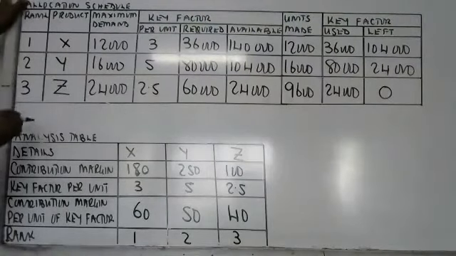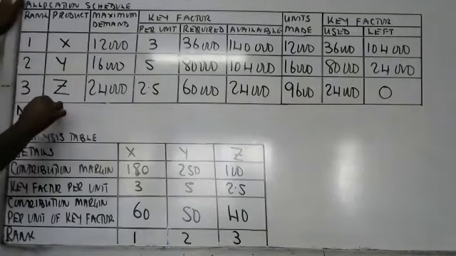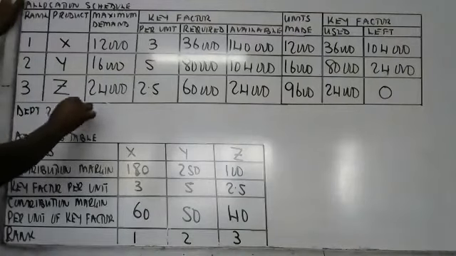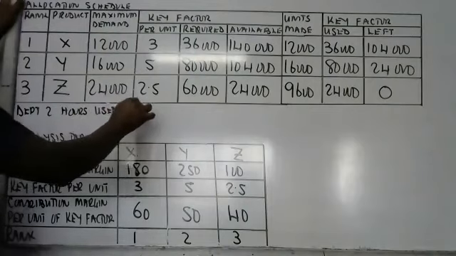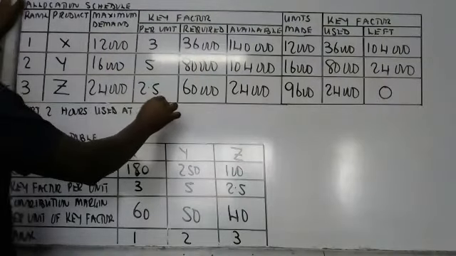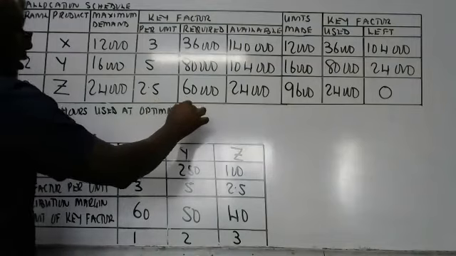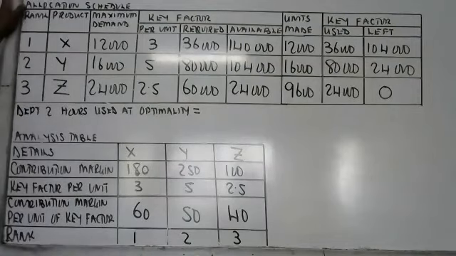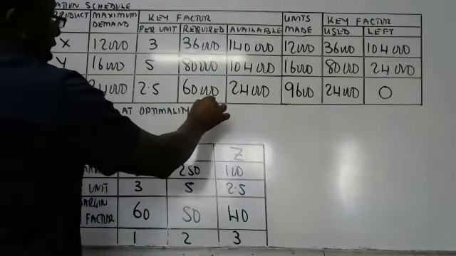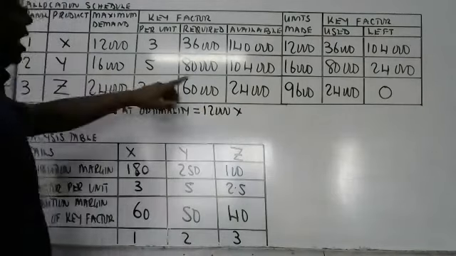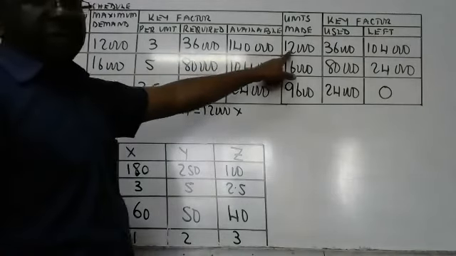There is something else that we require here. Department 2 hours used at Optimality. Department 2 hours that are used at Optimality. We will have 12,000. These are the units of X.